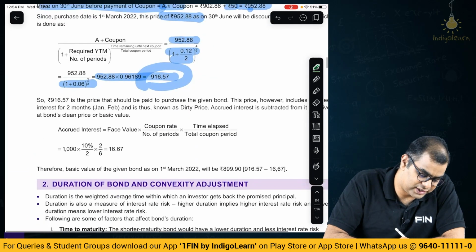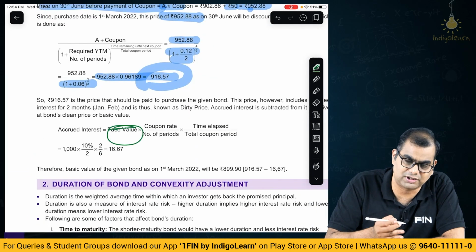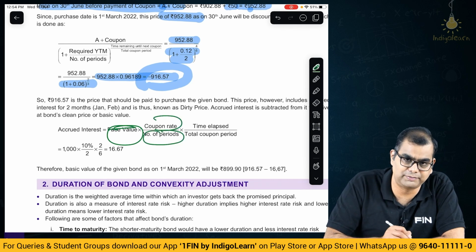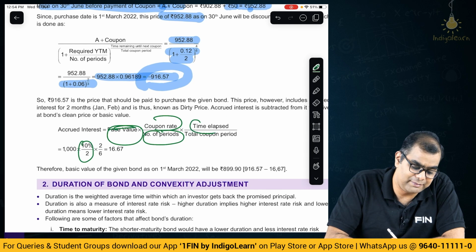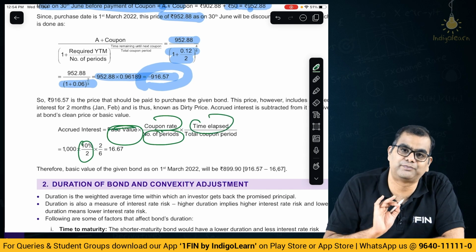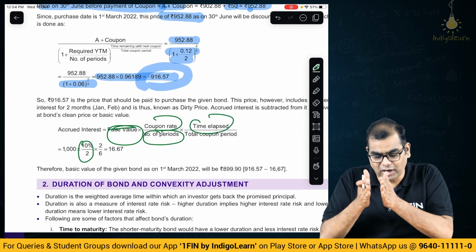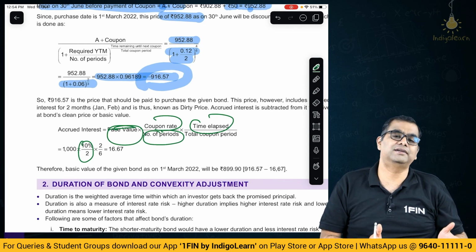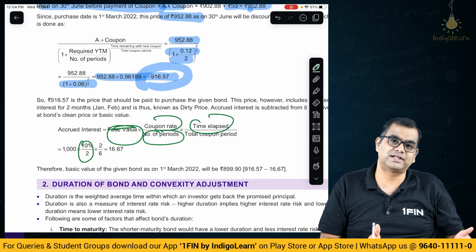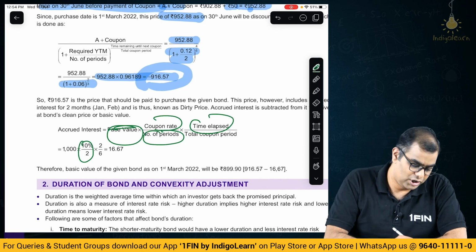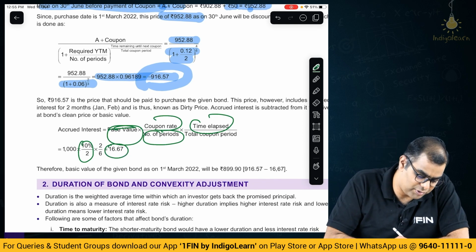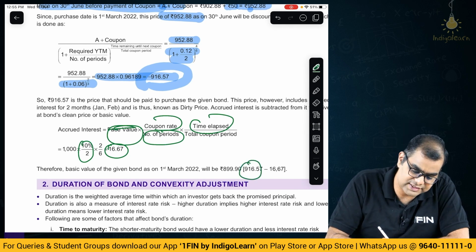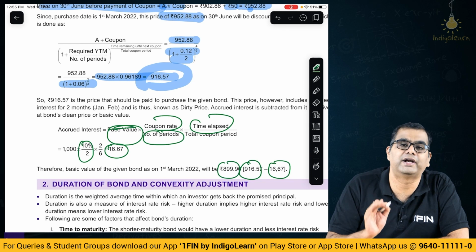So, accrued interest is face value, which is that 1000 rupees. Coupon rate is 10% per annum. So, by 2 because semi-annual coupon, so 10 by 2. Time elapsed is 2 months, so 2 by 6. So, you value the bond as on date, and then you are subtracting the accrued interest from the previous interest payment date to the in between date. So, you have now computed 16.67 as the accrued interest from 1st of Jan till 1st of March. So, you subtract from 916, 16 rupees, you get 899.9.